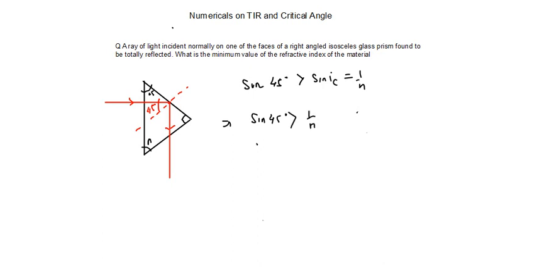Because for this ray to get totally reflected, this angle of incidence 45 degrees must be greater than the critical angle, sine IC, and sine IC is 1 by n, the refractive index. So sine 45 degrees is how much? 1 by root 2, greater than 1 by n. So n must be greater than root 2. Yes. So this is the solution. Correct?